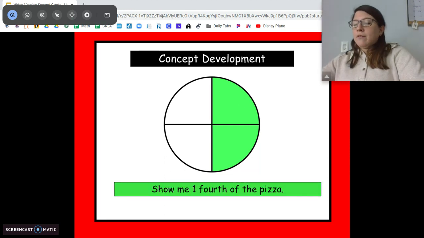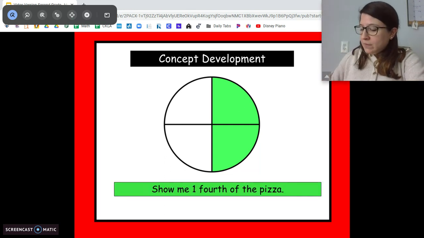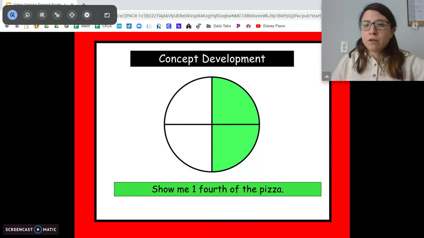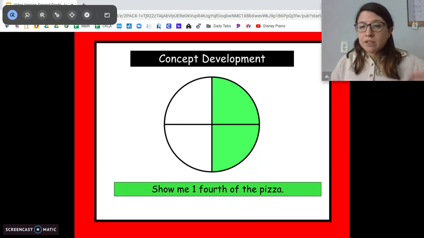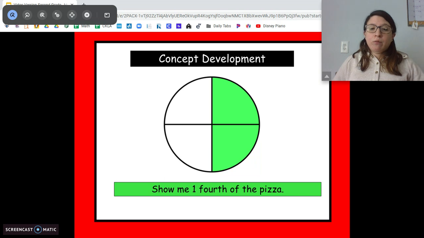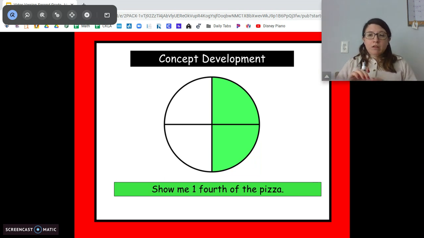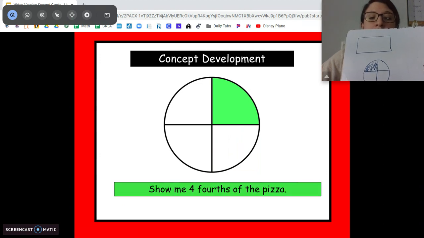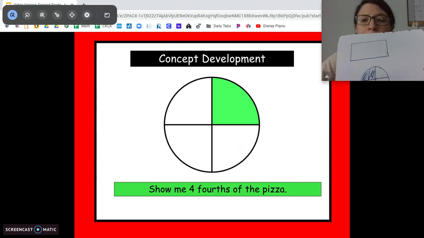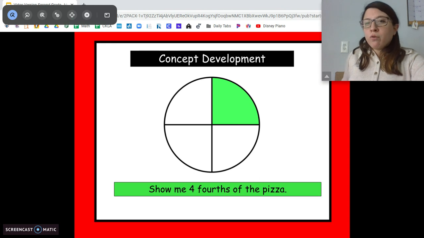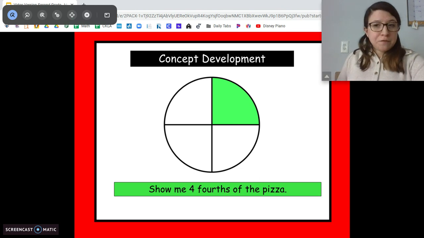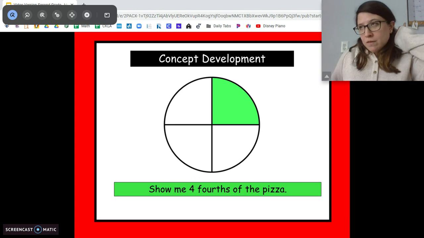Good. Now, if you're using a whiteboard, it'll take you less time. If you need to draw another pizza, go ahead. Otherwise, if you're using a whiteboard, I want you to show me 1/4 of the pizza. If you need to pause and draw another pizza, go right ahead. I want you to show me 1/4 of the pizza colored in. Good. Now, show me 4/4 of the pizza. Your pizza doesn't have to be perfect. Show me 4/4 of the pizza.